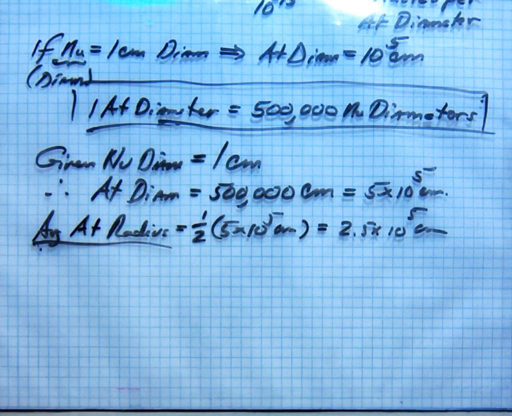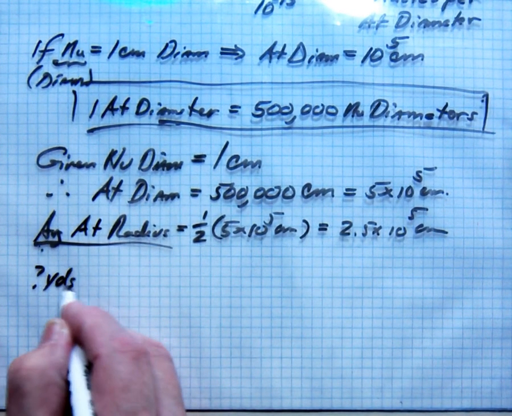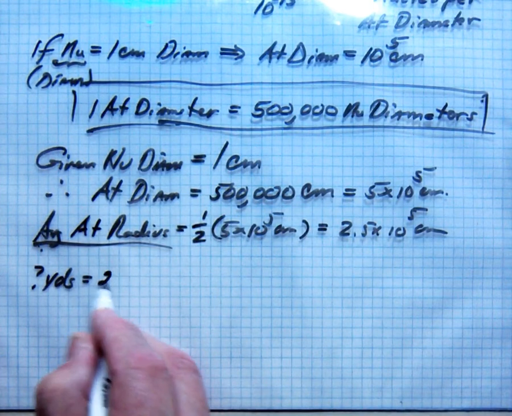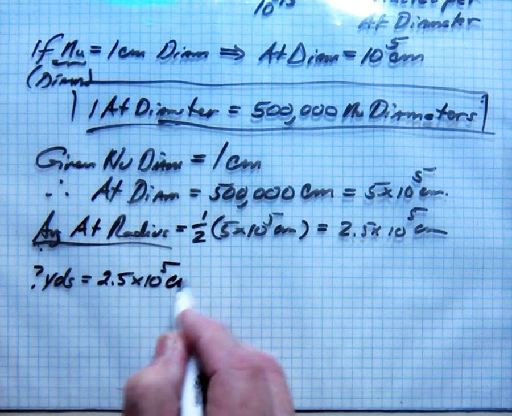Let's convert that to yards, and you can compare it to football fields. How many football fields does it take from the nucleus, where I'm holding the nucleus, to where the electron is? How far away is it? So we're going to go to yards. Very simple dimensional analysis. So how many yards equal 2.5 times 10 to the 5th centimeters?